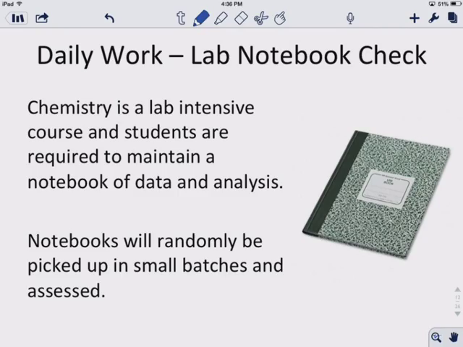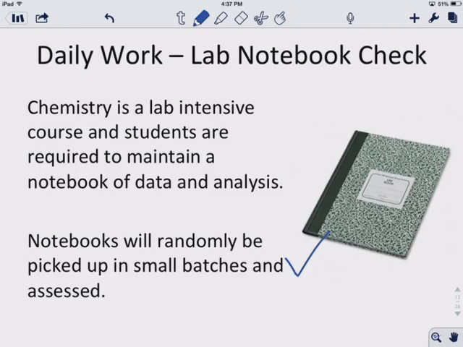Chemistry is very, very intense on labs, and we do a lot of labs, and students are required to maintain a notebook of data and analysis. Notebooks will be randomly picked up in small batches and assessed. Everyone will have the same number of lab notebook checks, but I'll pick up different people's at different times. I'll just ask for your lab notebook, and you'll give that to me, and I'll check it on the spot. It'll be very random when I do it.